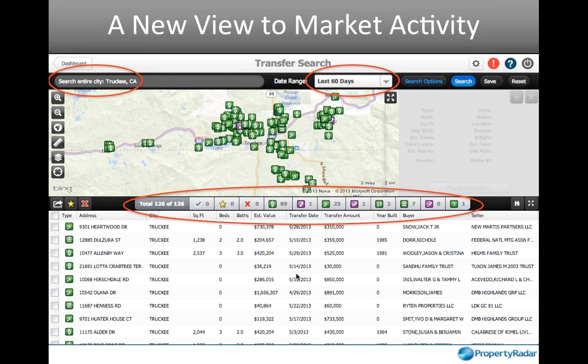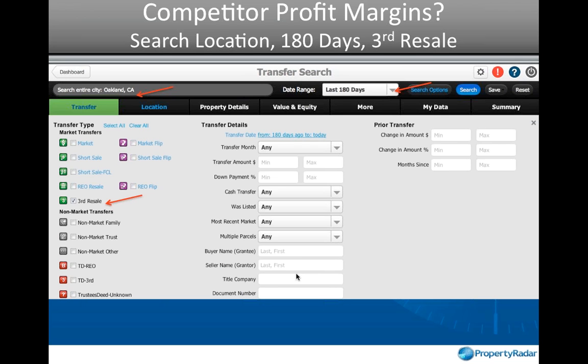So I mentioned, you're an auction investor and you're interested in competitor profit margins. So just to give you a quick look, an example of that. We'll go in here and look at Oakland. You may actually, if you're an auction investor, you probably care more about the county. You can certainly come into location and select the whole county, select a period of time, come down here and clear all the transfer types, and then just come back and select the third-party resale type, right?